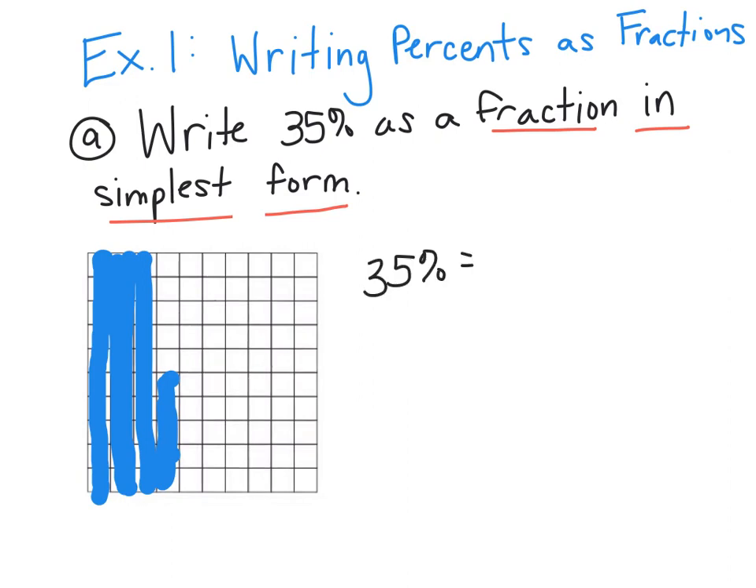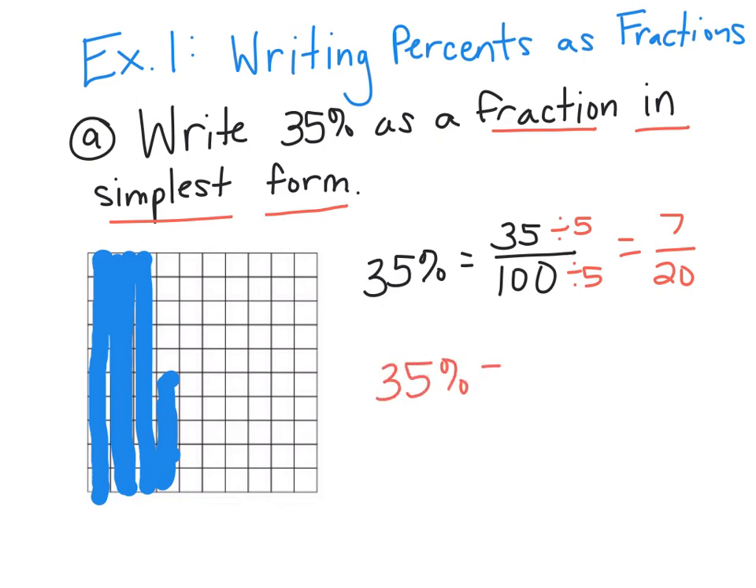So what we're really talking about here is taking that percent and turning it into a fraction of 35 hundredths, or 35 out of 100, and then remember we do have to put it into simplest form here. So we're going to find something they can both be divided by, and I know they can both be divided by 5. 35 divided by 5 is 7, 100 divided by 5 is 20, so the final answer would be that 35% is equal to 7/20ths.